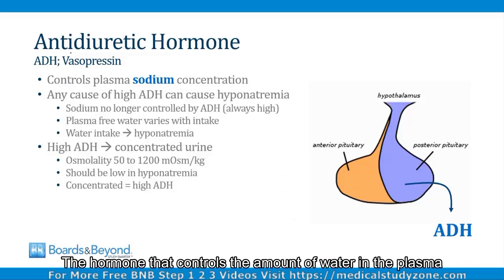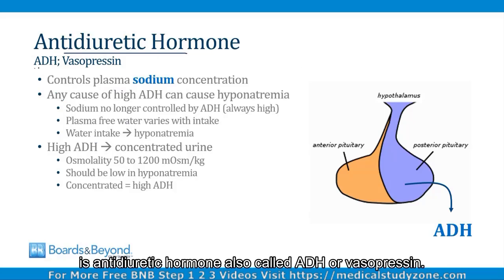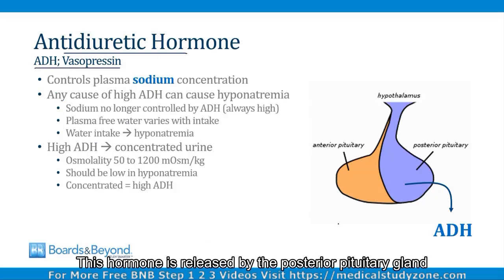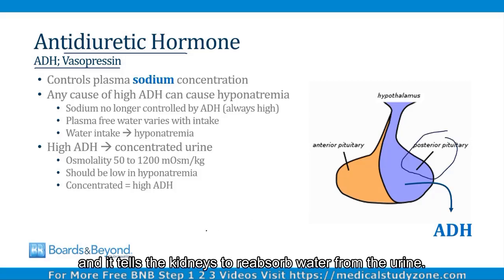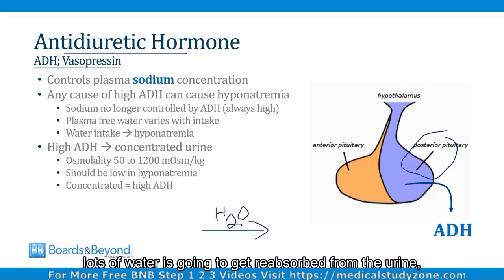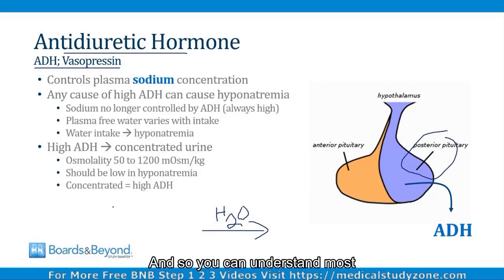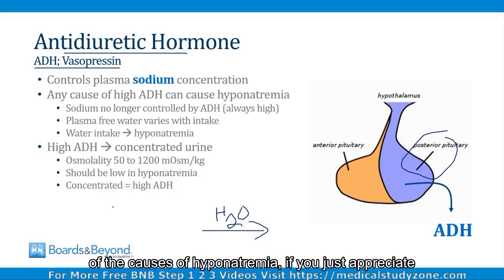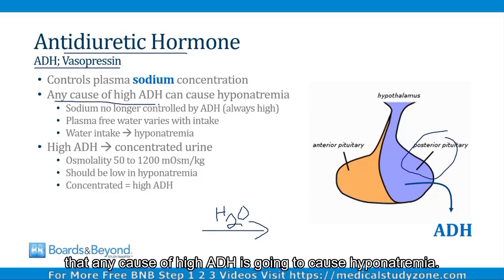The hormone that controls the amount of water in the plasma is antidiuretic hormone, also called ADH or vasopressin. This hormone is released by the posterior pituitary gland, and it goes to the kidneys, and it tells the kidneys to reabsorb water from the urine. So anytime there's lots of ADH around, lots of water is going to get reabsorbed from the urine. This is going to make the urine relatively concentrated. And so you can understand most of the causes of hyponatremia if you just appreciate that any cause of high ADH is going to cause hyponatremia.